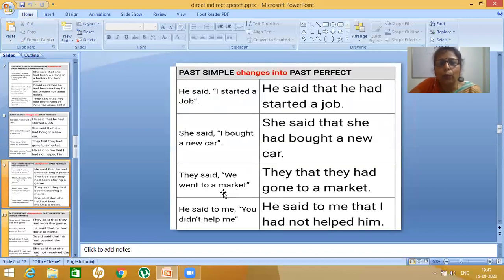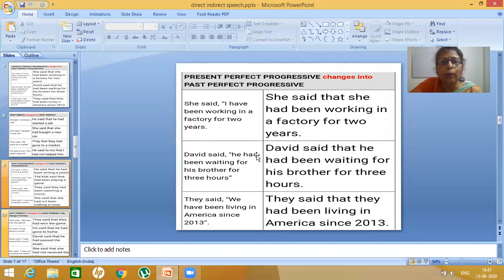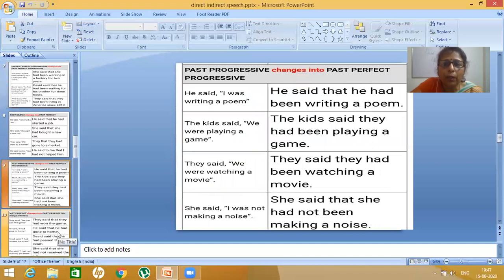She said, "We went to the market." They said that they had gone to a market. Okay, so we are getting the past perfect form. Now see, she said, "I was not making a noise." She said that she had not been making a noise. So past continuous changes to past perfect continuous.